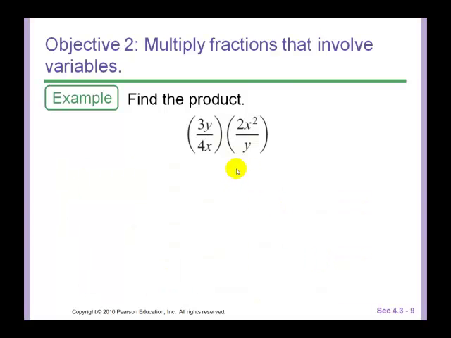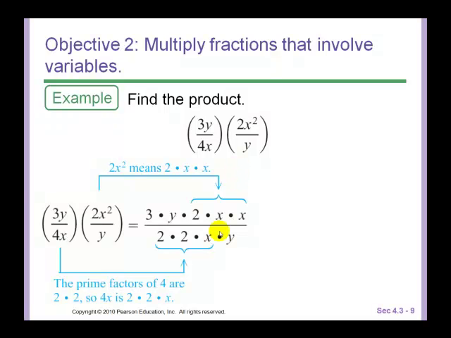Find the product, 3y over 4x times 2x squared over y. Again, we're going to break them down. 3y is just 3 times y. 2x squared is 2 times x times x. 4x, well, 4 is 2 times 2, and then we have our x, and then we have that single y.